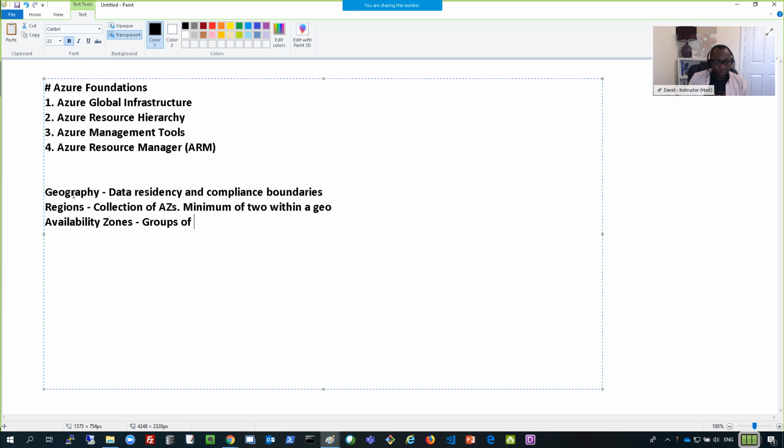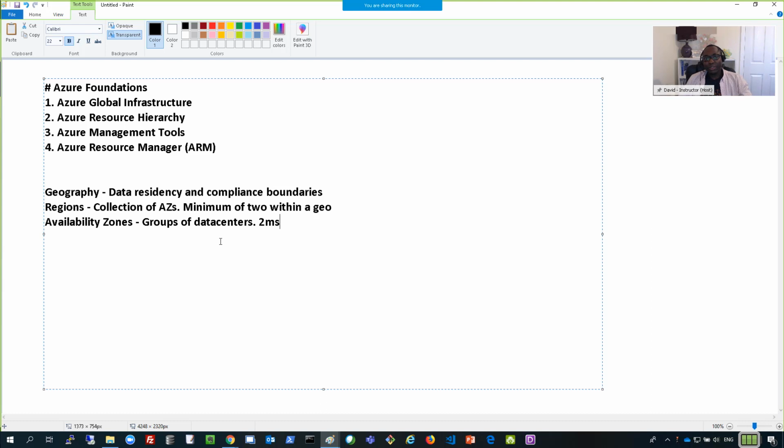So it starts with geography. Geography is groups of regions. Regions are groups of availability zones. Availability zones are groups of data centers, with less than 2 millisecond response time between data center groups. Excellent, and that's the key. So 2 milliseconds, and that's guaranteed latency by Microsoft. So within a region, guaranteed latency is 2 milliseconds.